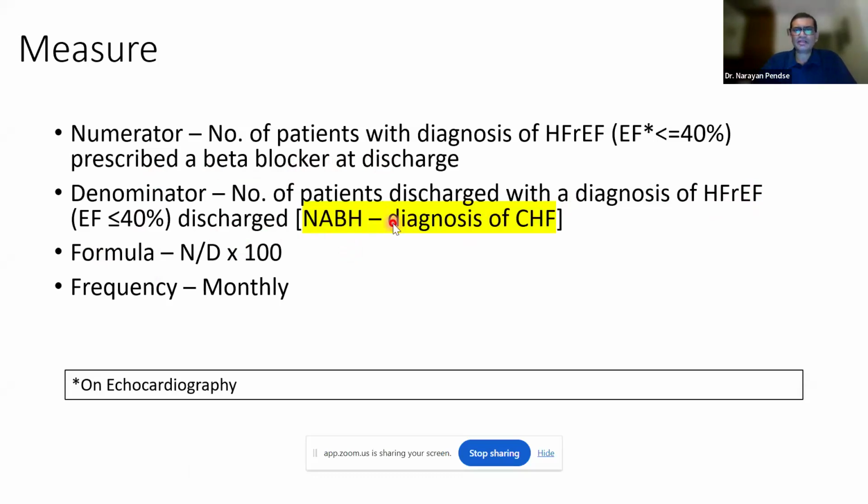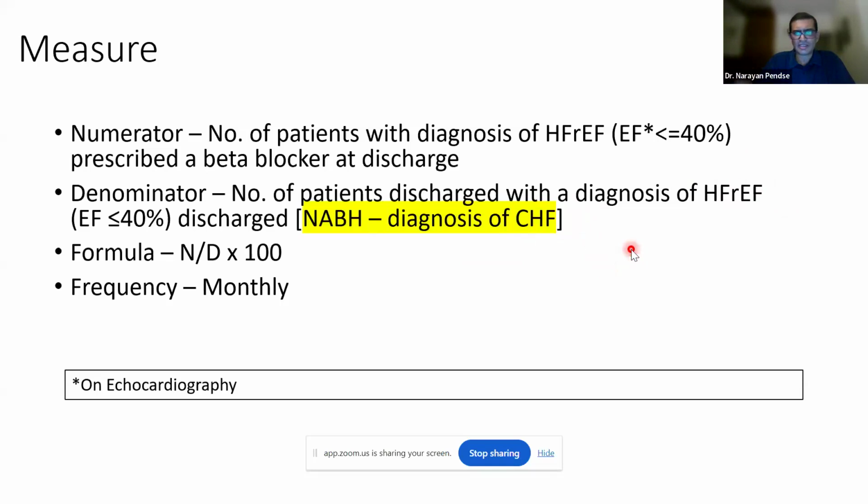Now, ideally, if the numerator is coming from this group of heart failure, the denominator should also come from the group of these heart failure patients, because these are the ones where the evidence-based guideline says that beta blockers cause the maximum positive effect. So ideally, it should come from here, though NABH says that it should be CHF, that is congestive heart failure. Now you are in a dilemma whether I should report this to NABH or to my own internal team. So what you can do is measure both denominators, because the amount of work that you need to do for both of them is practically the same.